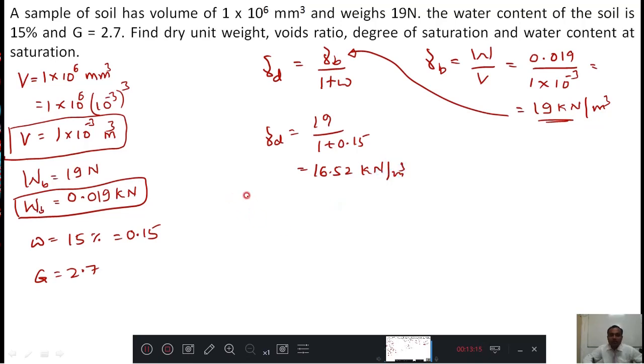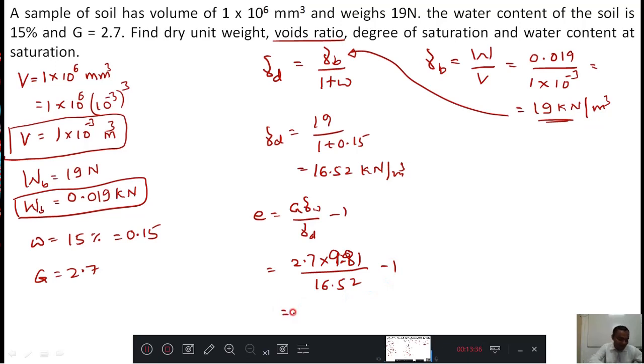Now they are asking void ratio. Second question is void ratio, and void ratio is e equal to G gamma W divided by gamma D minus 1. G is given, 2.7. Gamma W is 9.81, divided by gamma D, 16.52, minus 1. Then 2.7 into 9.81 divided by 16.52 minus 1. The answer is 0.603. Void ratio got.